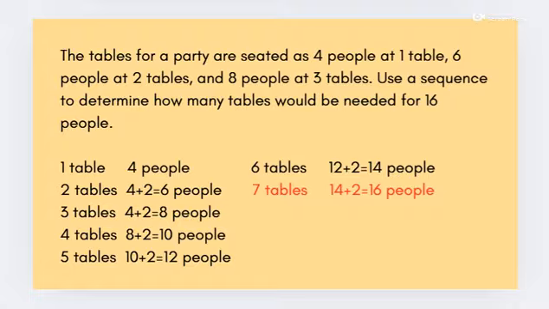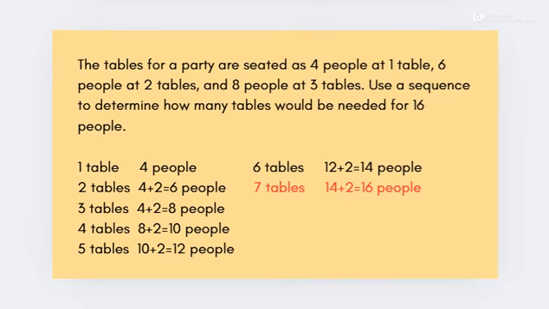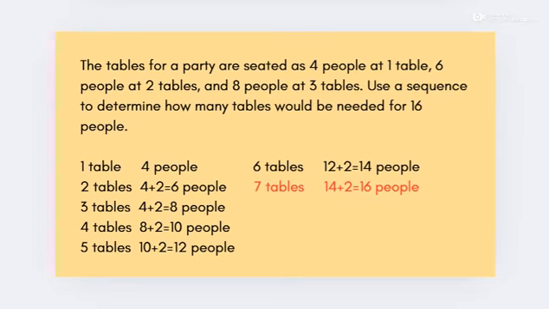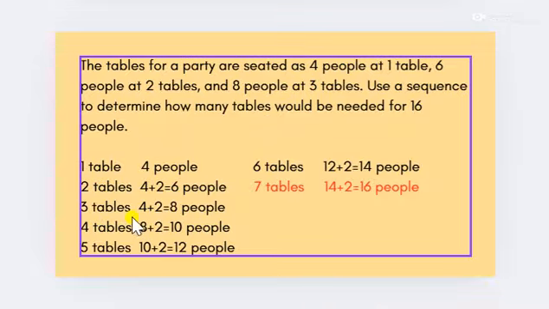Okay, so we know that 1 table holds 4 people, 2 tables is 4 people plus 2 more chairs, which is 6 people. We know that 3 tables is 6 people plus 2, which will be 8 people.